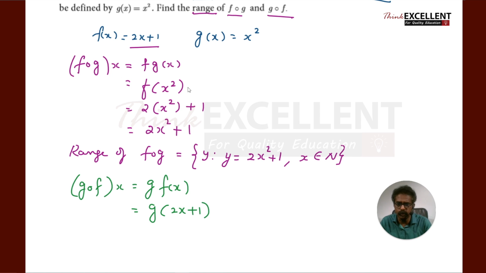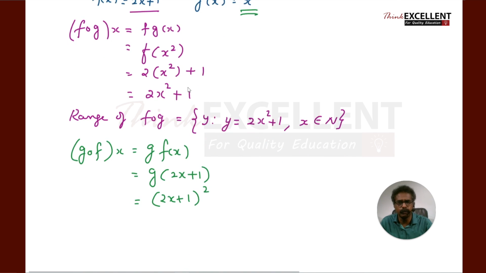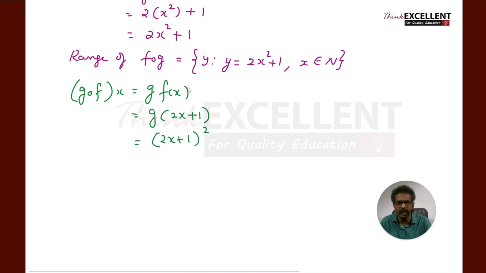This 2x plus 1 you substitute in G. What is G here? G here is x square, right? So you are getting 2x plus 1 the whole square. If you want, you can expand it. Anyhow, you cannot simplify further, or you can leave it like that.